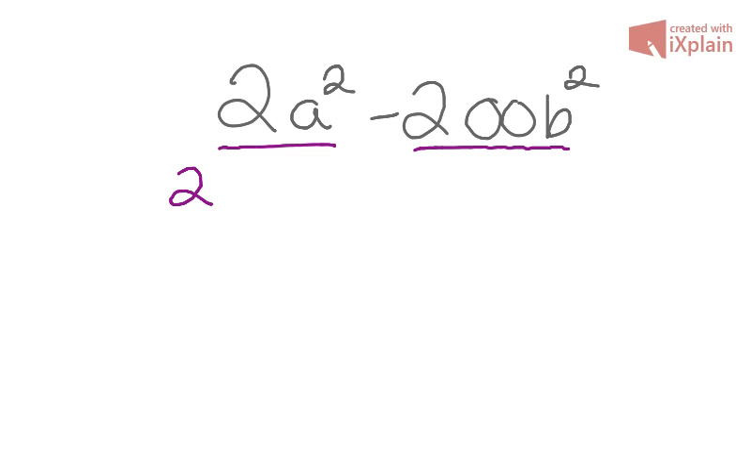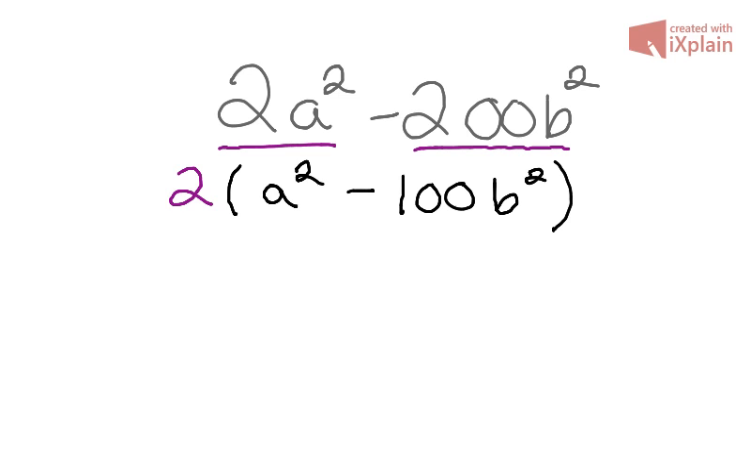That being said then, we ask ourselves what we have left over, and after we remove the 2 from the first term, we just have a squared minus, if you remove a factor of 2 from 200, the factor that you have left over is 100, and then the b squared goes along. So at this point, what you should notice is that in the first term, we have an a squared. So you should be asking yourself, okay, if I have an a squared, is there something that I could square in order to get a squared? And the answer to that question would be, well, I can square a.